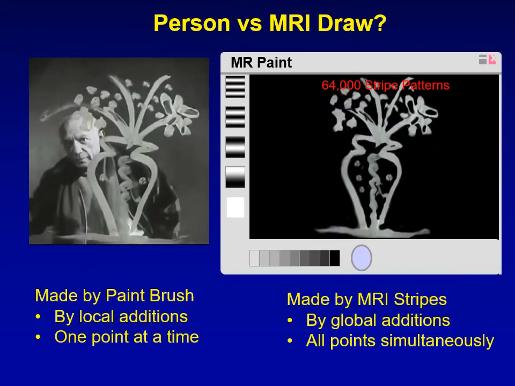So the image on the left is made by paintbrush by local additions of dots and lines, one point or line at a time, whereas the image on the right, made by the MRI scanner, is by global additions of these stripe patterns across the entire image to achieve ultimately the same image, or at least a very similar image.